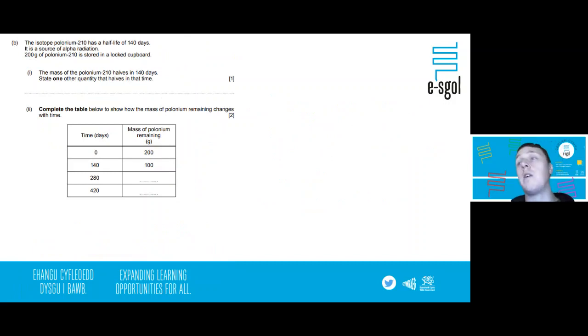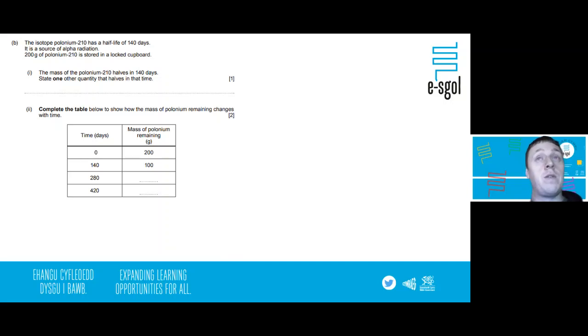Part B, what we can do now for part B is quickly look at a question, 1 mark, 2 marks. So we're looking at 3 minutes to answer a question like this. We have the isotope polonium-210. It has a half-life of 140 days and it is a source of alpha radiation. So straight away, this question has given us a lot of information.